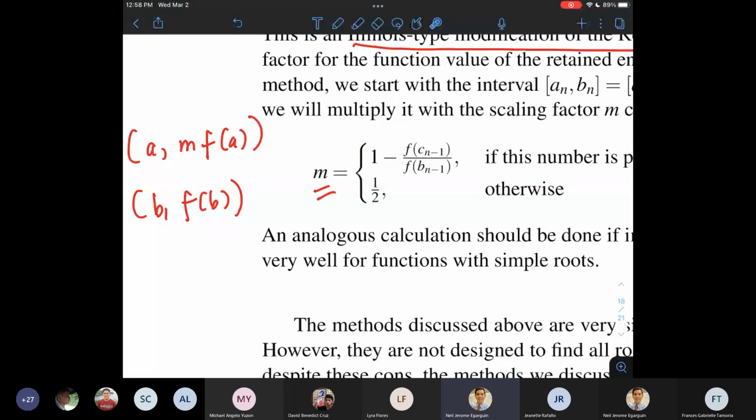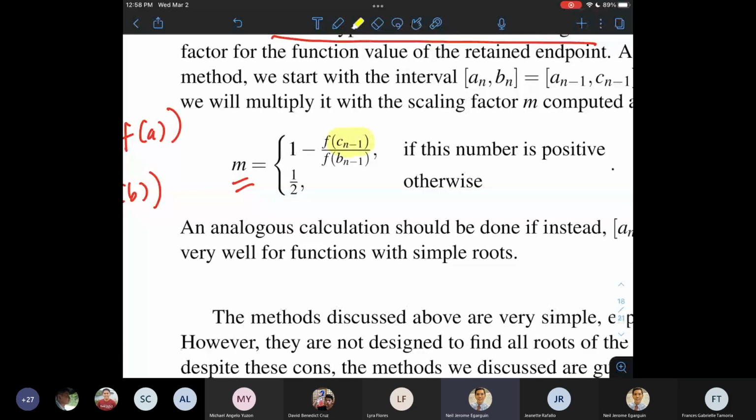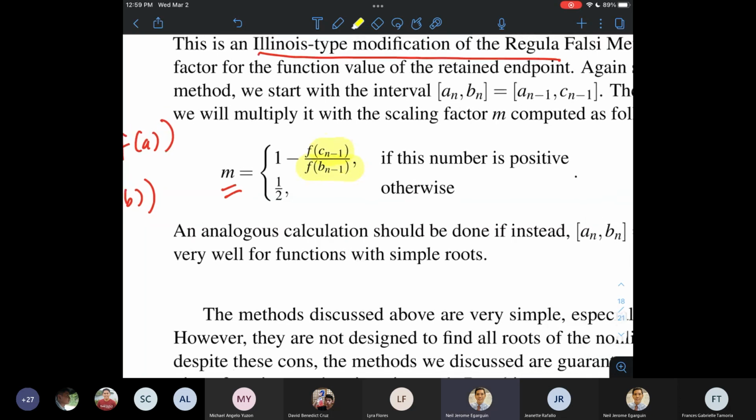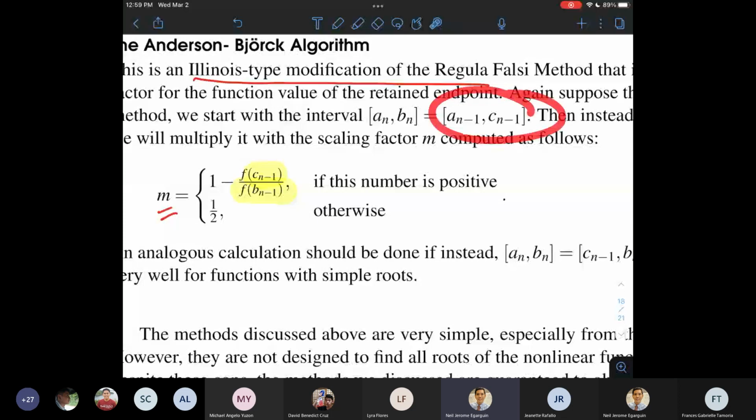But you need to be careful with it kasi itong Anderson-Bjork algorithm, kailangan niya yung function value nung previous C over yung function value ng previous B. Tapos ito ay nangyayari kapag ang na-retain ay si A. Na-retain si A. Tapos napalitan si B sub n. Tapos dahil dito ang na-retain ay si A, ito ay pang-multiply natin sa f of A. Ito ay scaling factor para sa f of A.